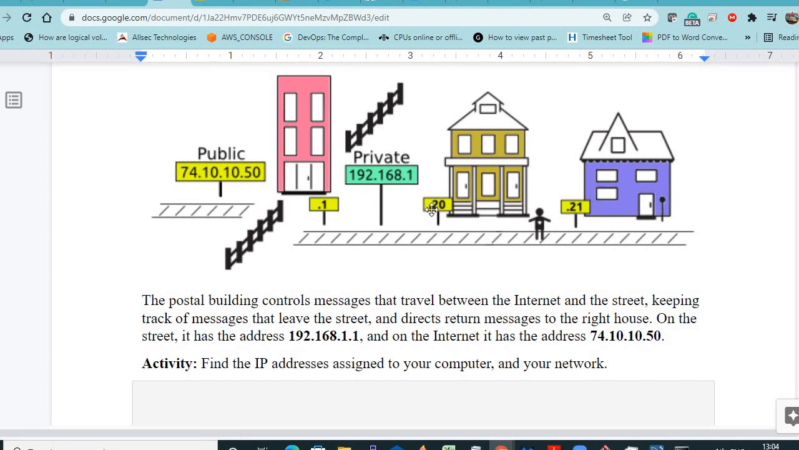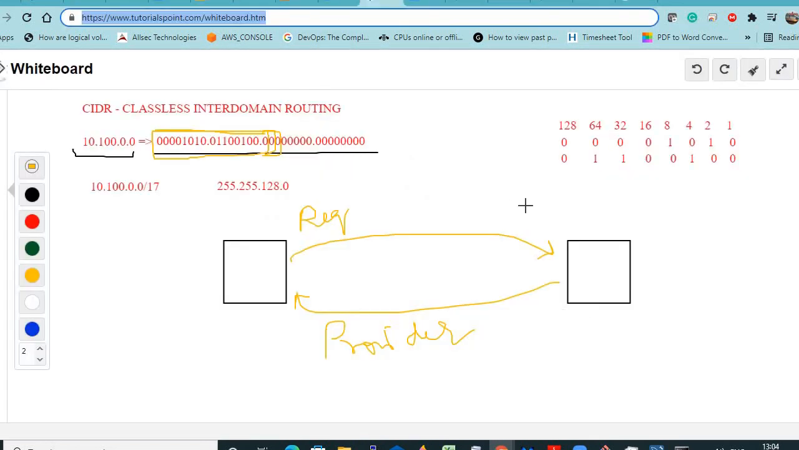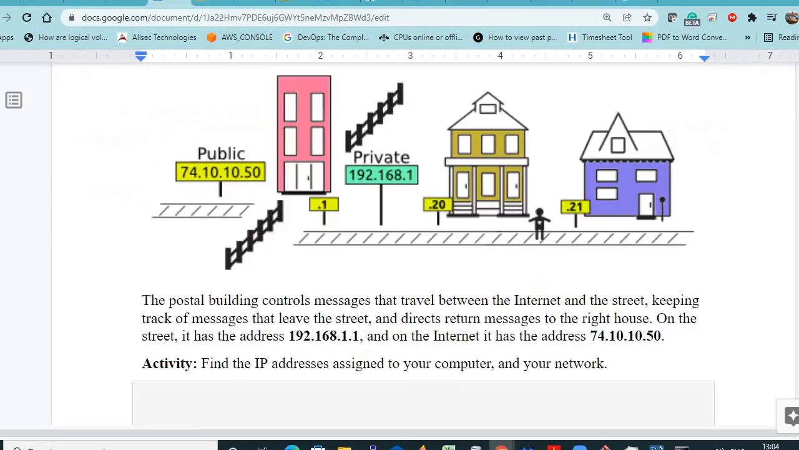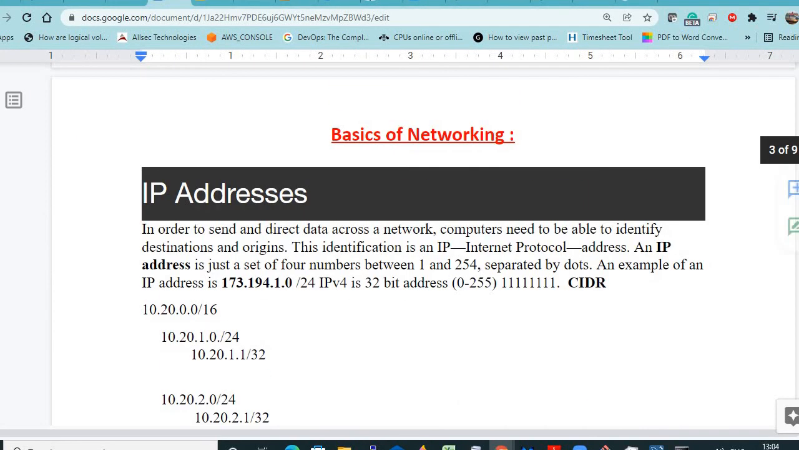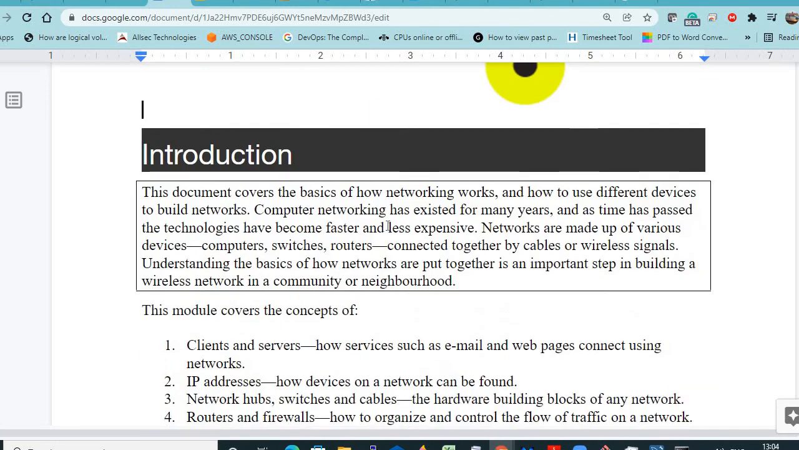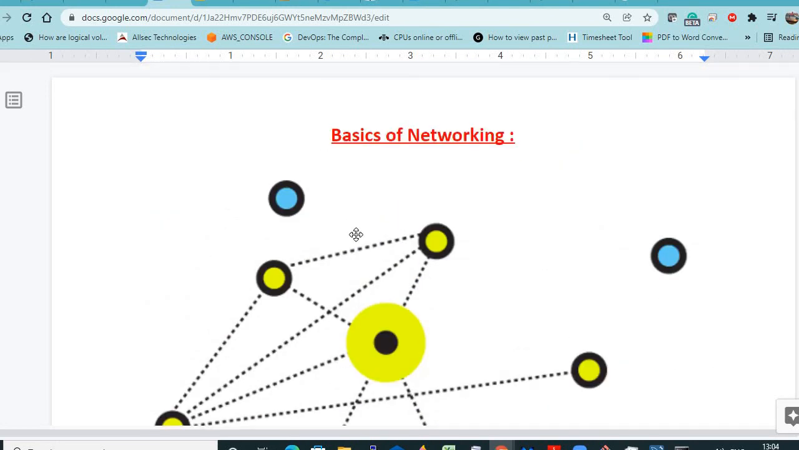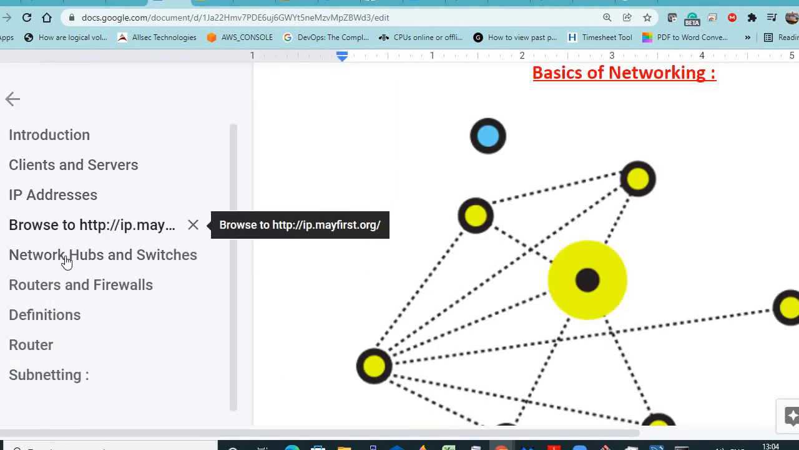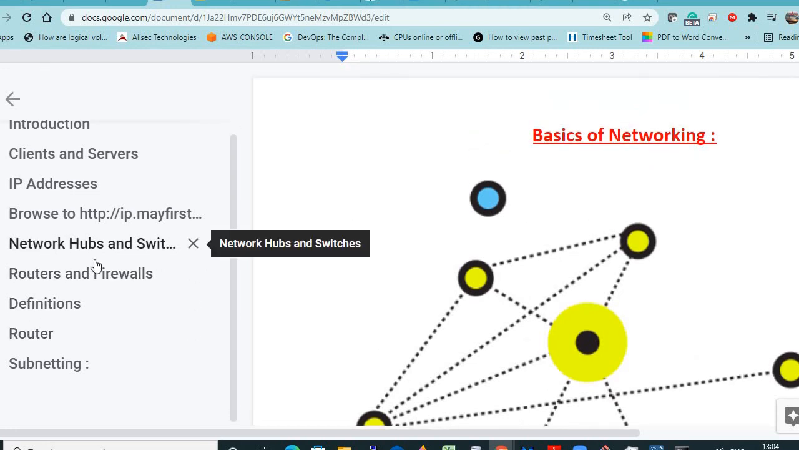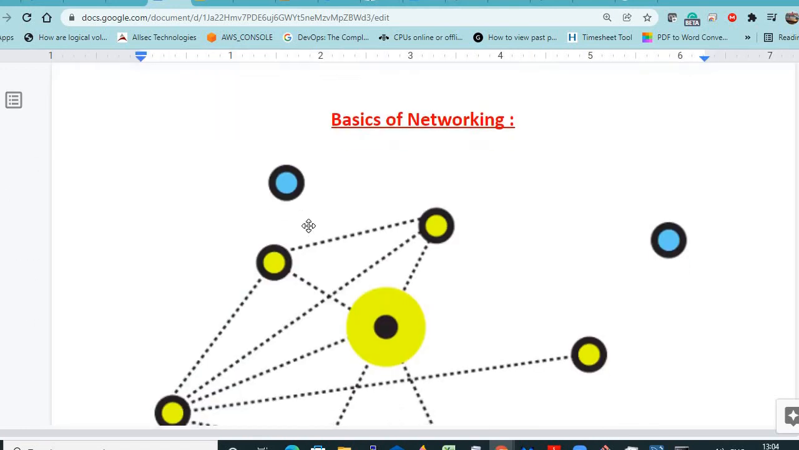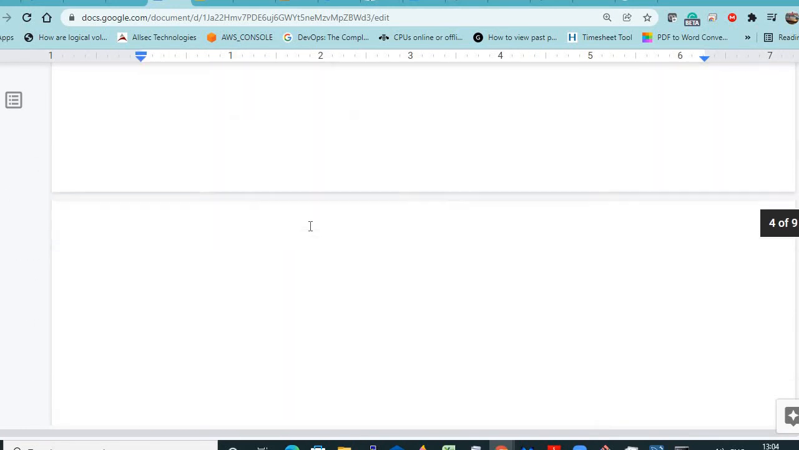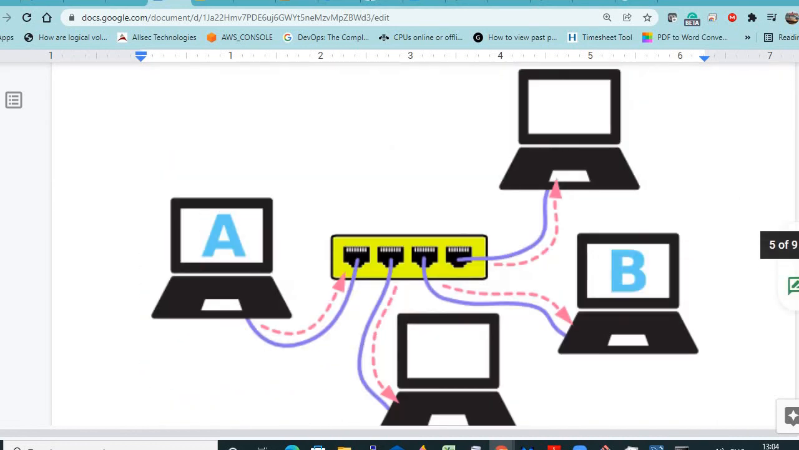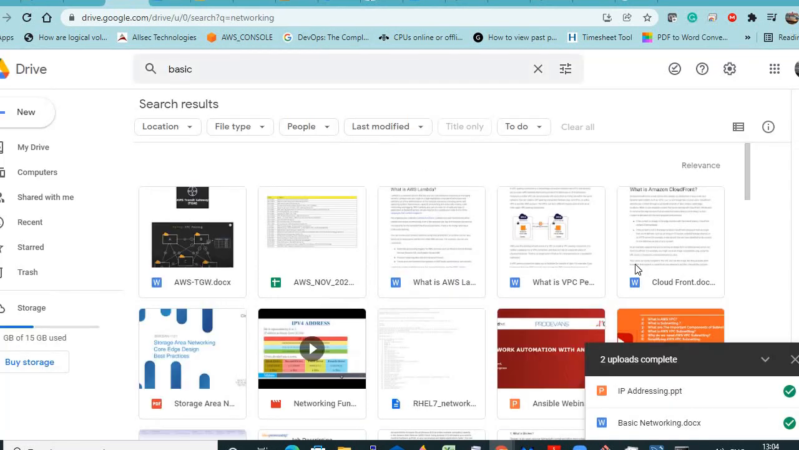We will dive deeper tomorrow. Today you just practice this concept, and read this book. I will share it with you. Read these two in depth because these are all the basics, the fundamentals. We don't need to read network hubs and switches. If you are interested, you can read; network hubs and switches are for advanced networking concepts, otherwise not required. Let me show you this.